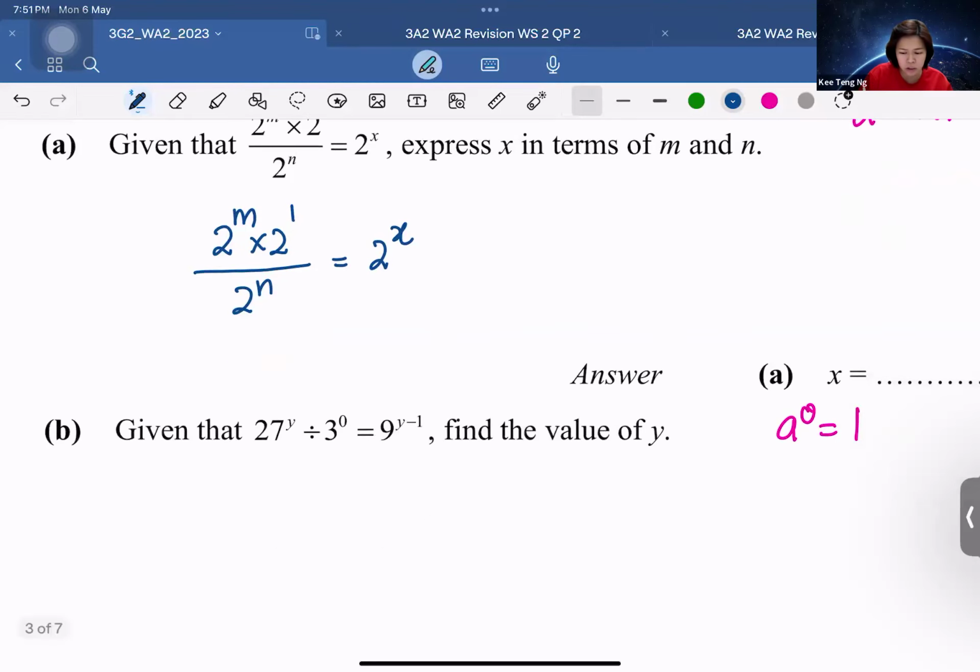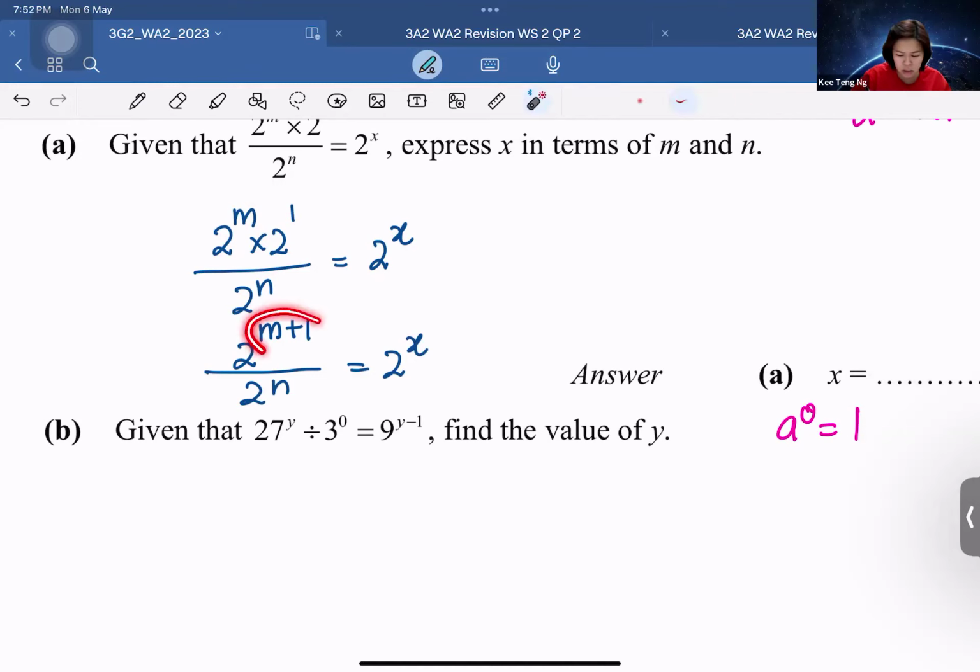Let's simplify the numerator, this portion first. When I have multiplication, the power adds up. So this will be 2 to the power m plus 1. Then next, I have division. This one divided by this one. So when I have division, I minus, correct? So 2 to the power m plus 1 minus n. Usually I'll be careful and add a bracket, but since it's just n on its own, then no problem.